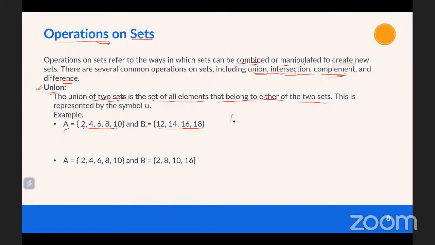So suppose we have to find the union of set A and set B, and this union is denoted by this operator. So we'll write A union B, and it will be a set with all the elements of A as well as the elements of B.